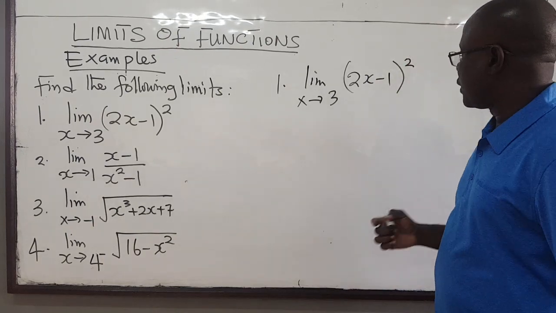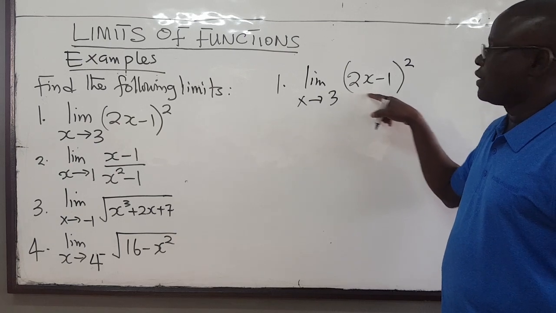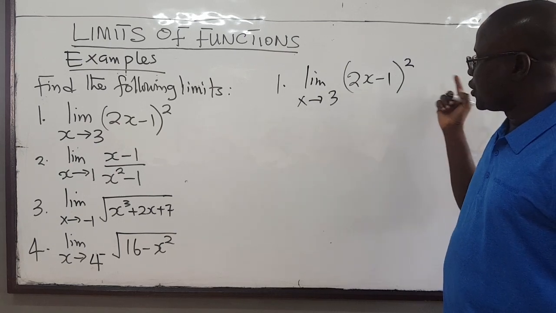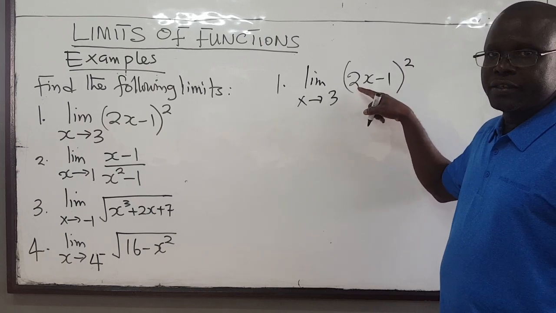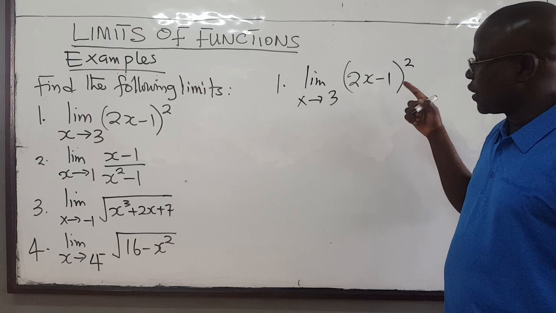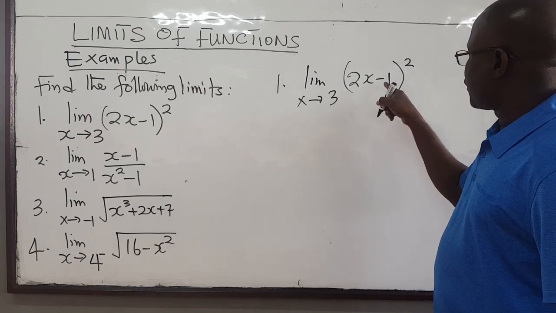Okay, so we can apply the laws of limits here. First, notice that this is a polynomial, so it is continuous for all values of x. Obviously, 3 is in the domain of this function, so we can literally plug in x equals 3.